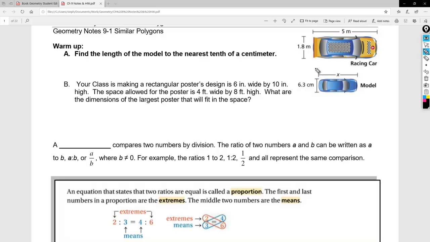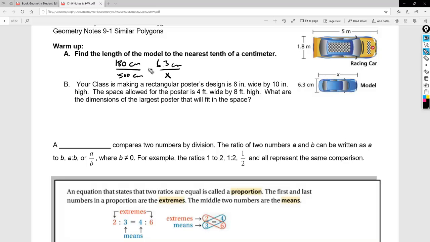So first thing we see is that this racing car is 1.8 meters in, we can say, width, and then 5 meters in length. So I'm going to write a proportion stating that this is 1.8. Now my model is in centimeters, so I'm going to write this in centimeters. So this is 180 centimeters to 500 centimeters. And this is equal to, again here, my width is 6.3 centimeters, and my length is x. That's what I'm solving for.